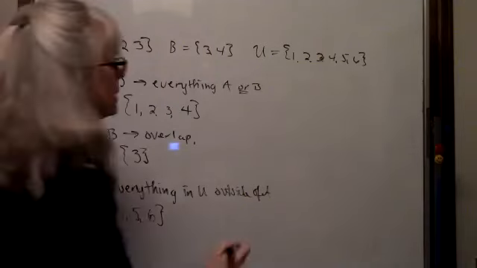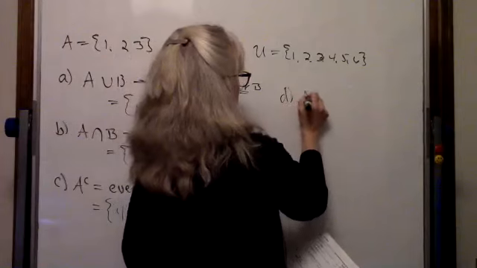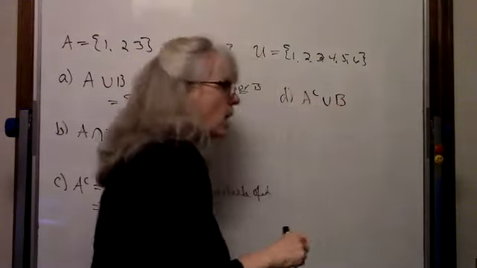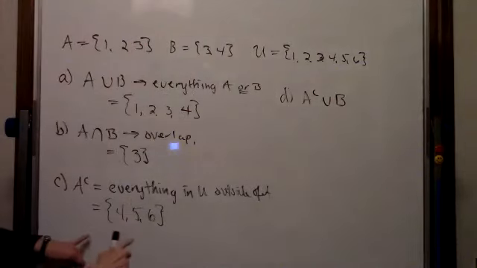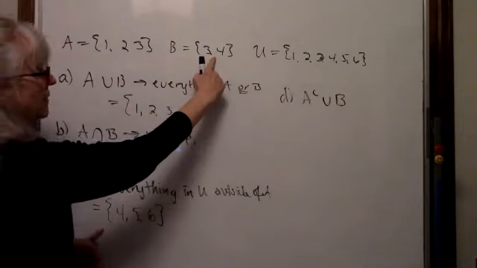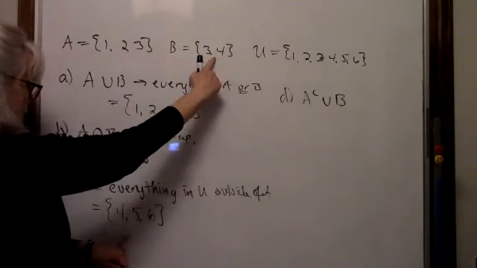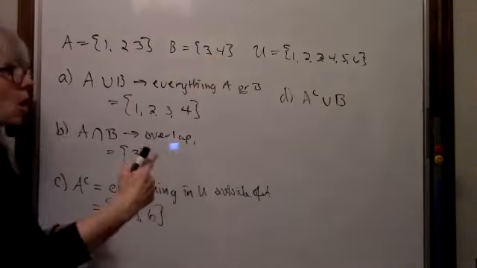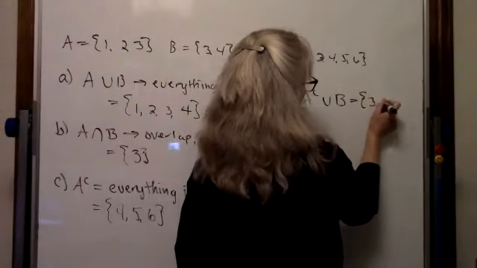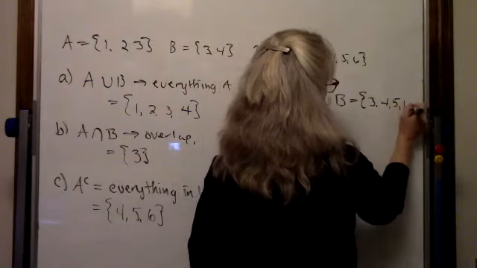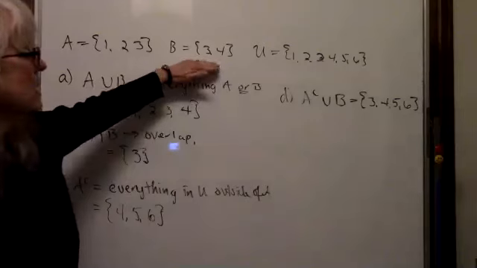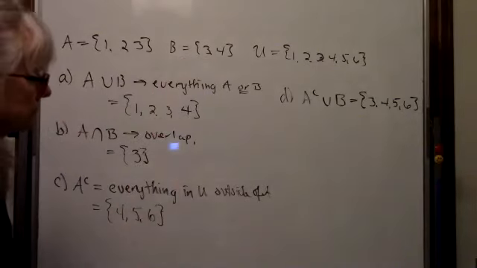Part D is asking us for A complement unioned with B. Well, I'm going to use A complement that I just found, and I'm going to union that with B. Union means everything. So I'm going to list everything that's in A complement and everything that's in B all together. So that would give me the 3, the 4, the 5, and the 6. So everything that was in A complement, everything that's in B, written as a single set.